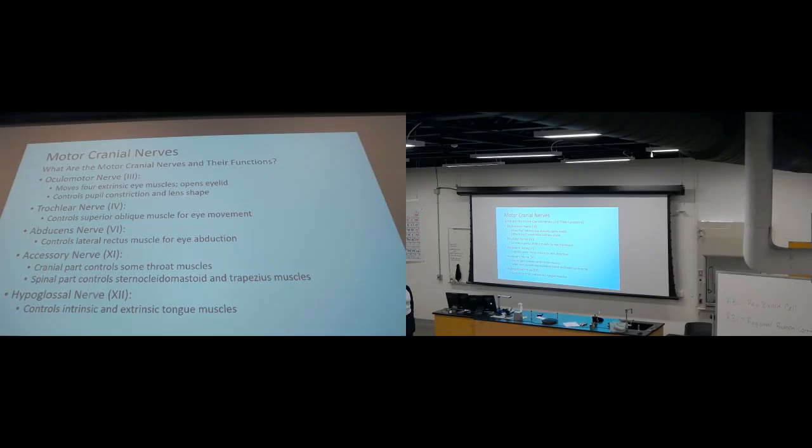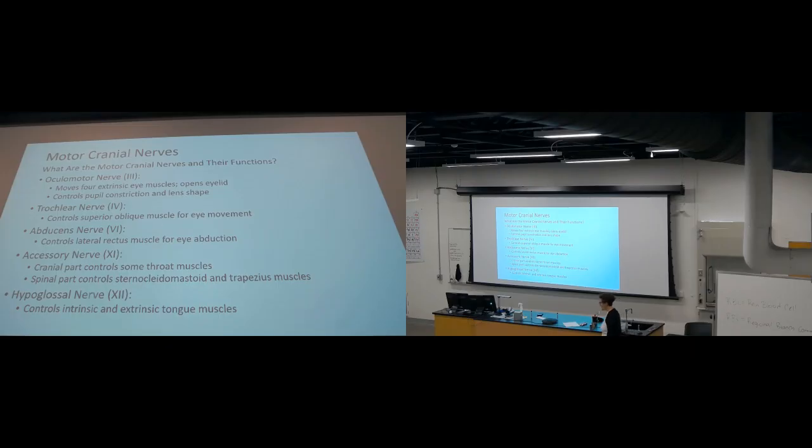Trochlear, or cranial nerve number 4. This one controls only one extrinsic eye muscle, which would be the superior oblique. If you remember, superior oblique helps us to see down and out. That's your cheater's muscle. So that's innervated by cranial nerve number 4.